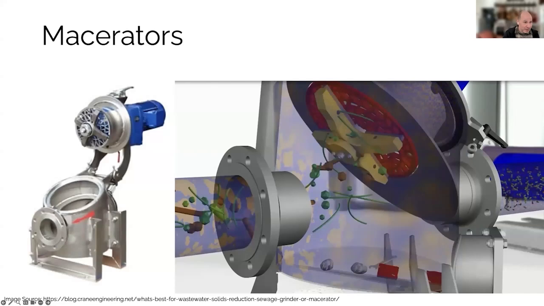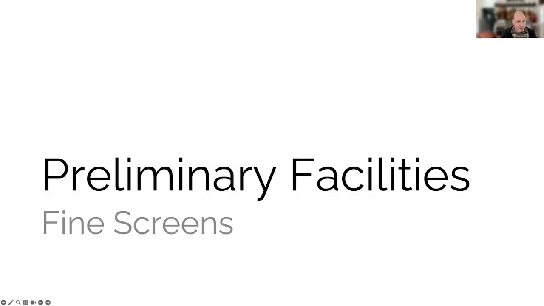Again, like with these other types of mechanical systems, all they're doing is making the trash smaller. You still have to get it out of the wastewater stream, which brings us to fine screens. There are a lot of different ways to get the small bits out. This is not an exhaustive list, but I'm going to show you some pictures of some typical fine screens that are used in current wastewater treatment.